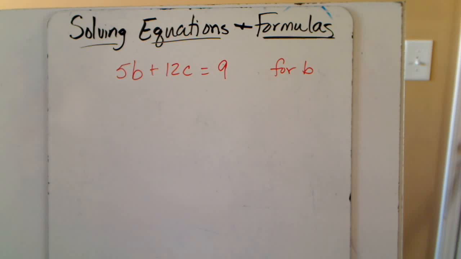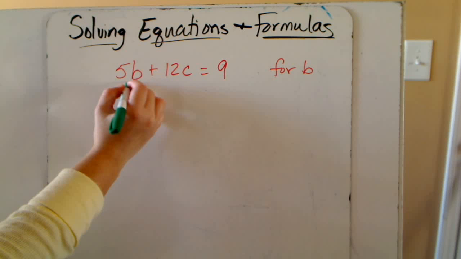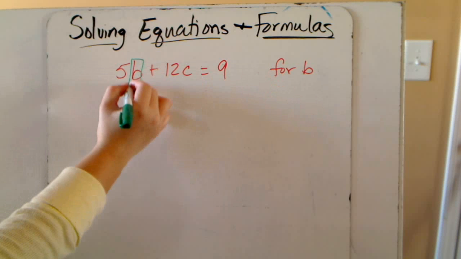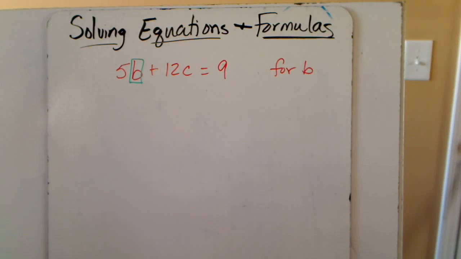As I mentioned before, it may be a good idea to highlight, underline, square, box off, or circle the variable you're solving for, so you know what else to move around. Make sure that you don't lose the variable that you're solving for. So we're going to solve for b, and put a little box around it.